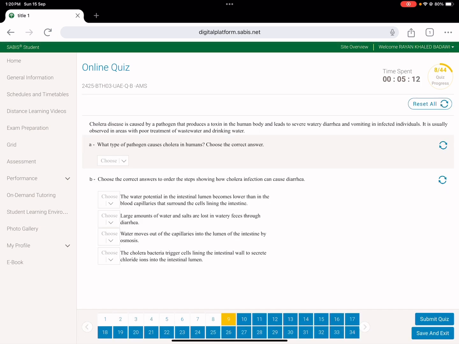Cholera disease is caused by a pathogen that produces a toxin in the human body and leads to severe watery diarrhea and vomiting in infected individuals. It is usually observed in areas with poor treatment of wastewater and drinking water. Now, what type of pathogen? Remember, we said cholera is caused by bacteria, so it's a bacterium.